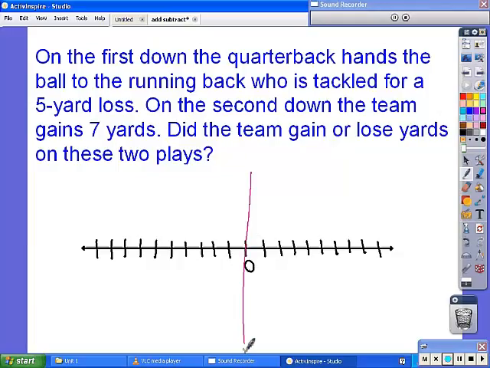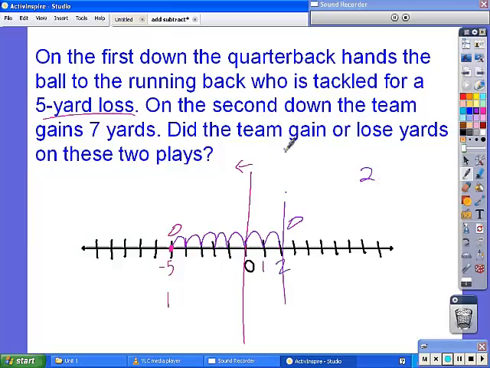Okay, so the first down, the quarterback hands the ball to the running back who's tackled for a 5-yard loss. So that loss is going to be going in this direction. So 1, 2, 3, 4, 5. So now this is where our little football is at -5. Now this is our new area where we're going to start right here. And it says on the second down, the team gains 7 yards. So 1, 2, 3, 4, 5, 6, 7. So now this is where our ball is, and that's at a +2.